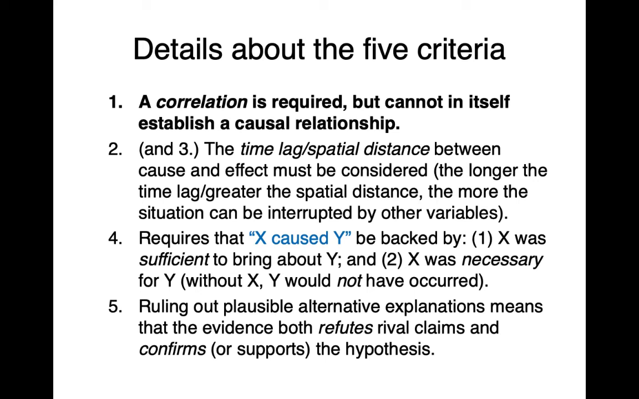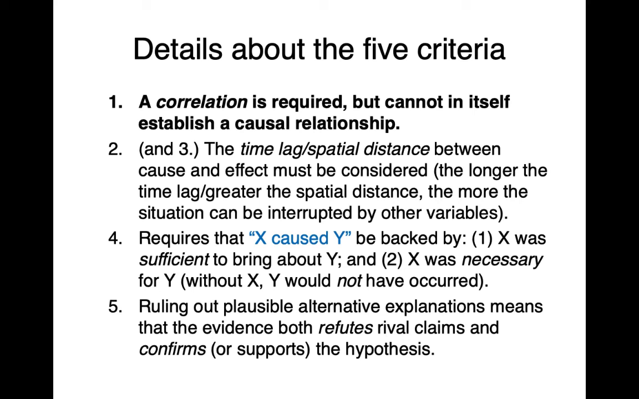Criterion 4. This requires that the claim X caused Y be backed by, number 1, X was sufficient to bring about Y, and X was necessary for Y. So one of the more robust theories about causation, the causal relation, is that the story should specify necessary and sufficient conditions, not just 1 or 2, but all of them that are required and together are jointly sufficient to explain whatever it is you want to explain.